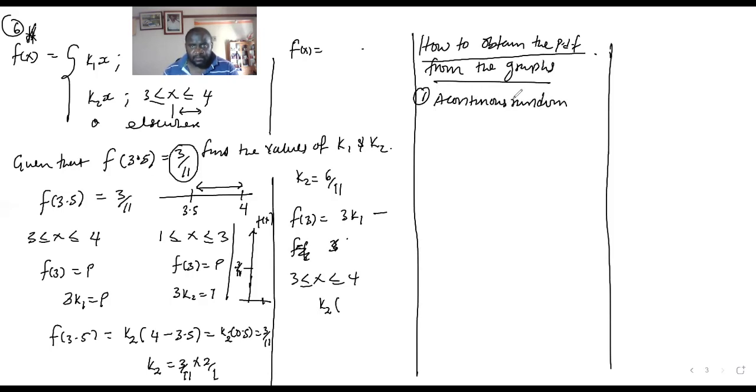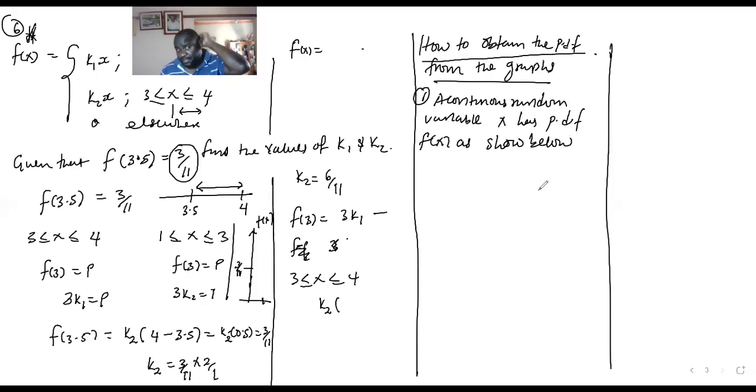Continuous random variable x has a PDF f of x as shown below. So they can sketch it in a graph. Then they ask you to work backwards.